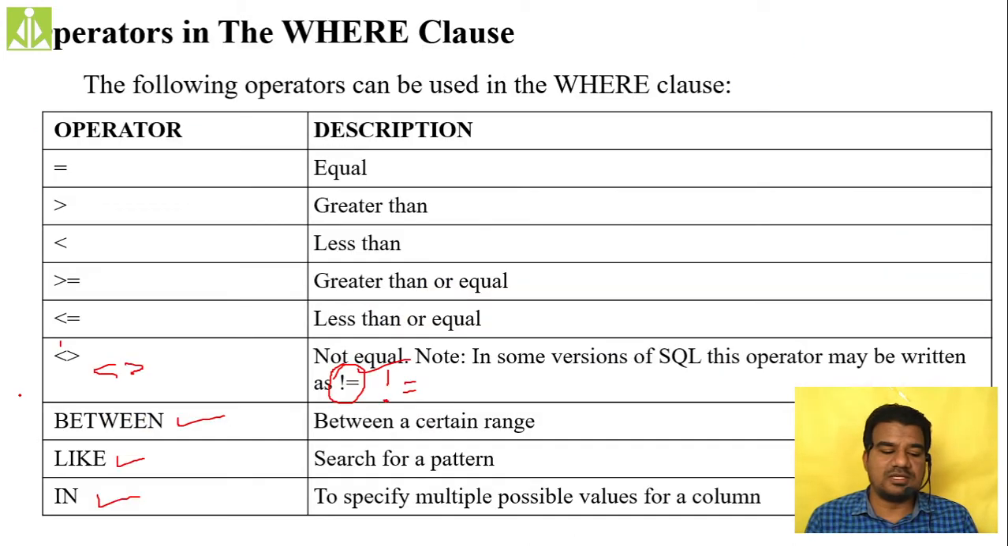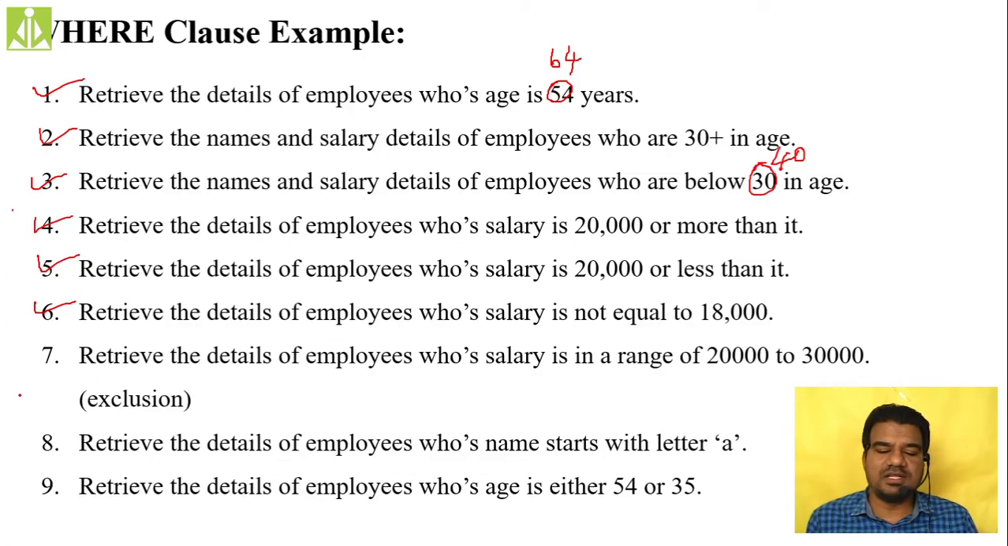From this, queries 7, 8, 9, these three are very, very important, because what we are practicing over here is between, like and in. Between is used to specify the range. Retrieve the details of employees. Read the seventh one carefully: retrieve the details of employees whose salary is in a range of 20,000 to 30,000.